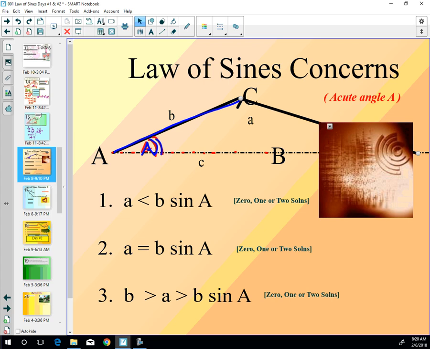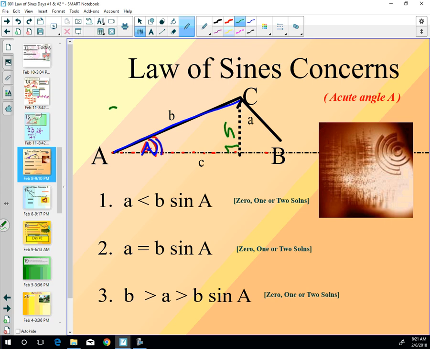So we'll highlight that. Isn't that kind of interesting? It's kind of weird. So let's say it's too short. A is less than B sine A. Now, let's talk about B sine A. B sine A is the magical height. So if I sneak in this height here, we'll call this H. The sine of A is H over B. So H is equal to B sine of A.